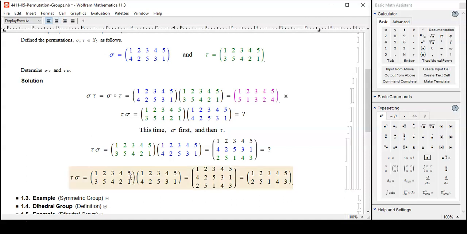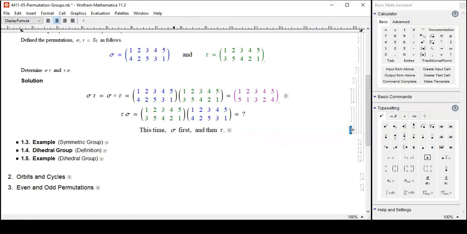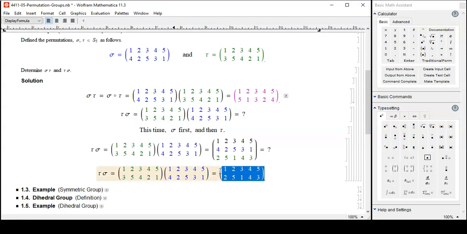So green times blue turns out to be this one here. Let me use red. Copy and paste this entire thing.